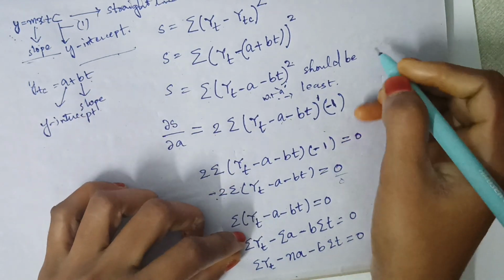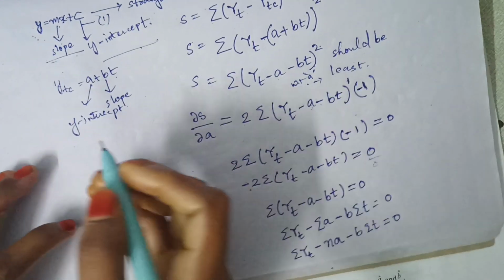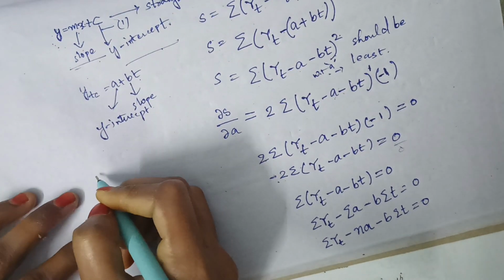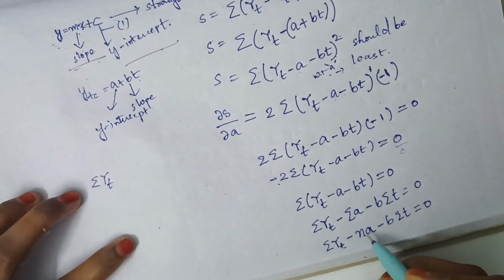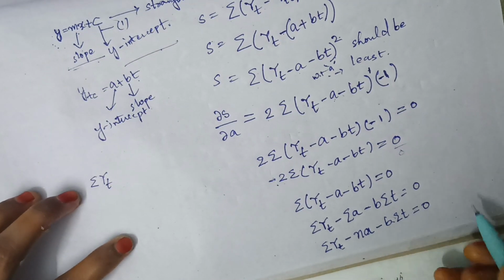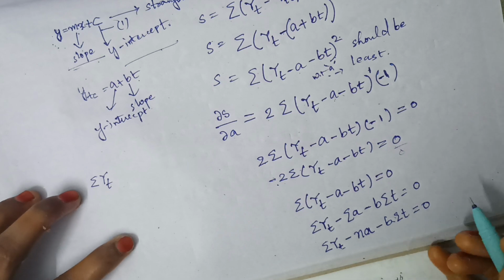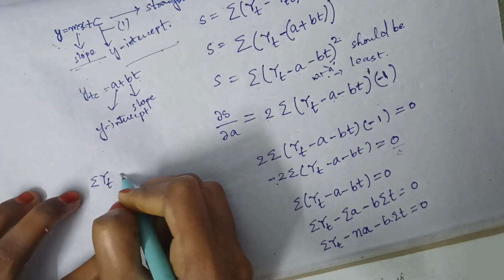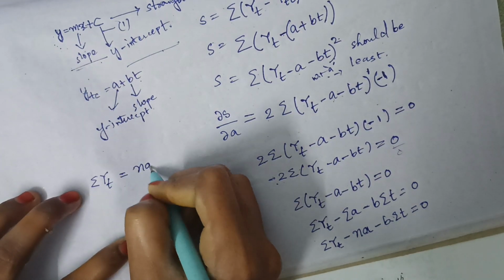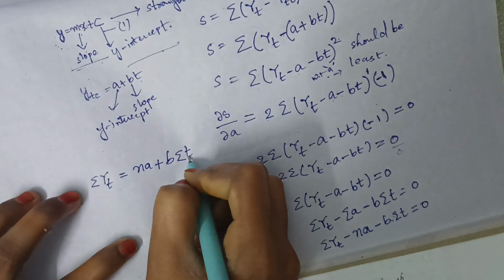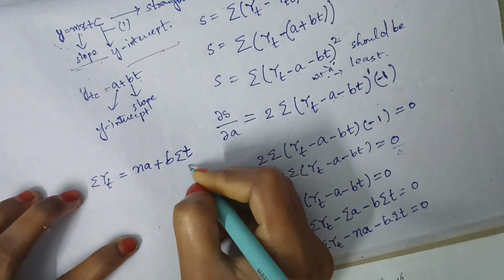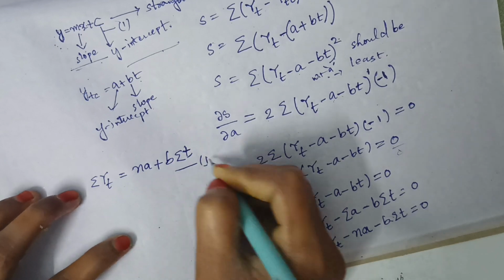So I get the first normal equation. I will send this minus na and this term, these two terms, to the right side, so I get addition. So summation yt is equal to na plus b summation t. This is equation 1.